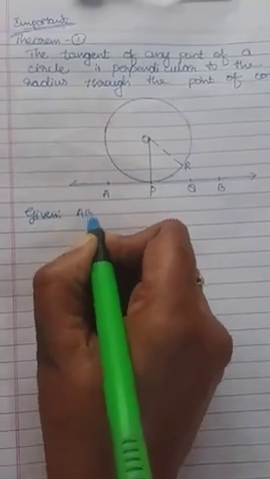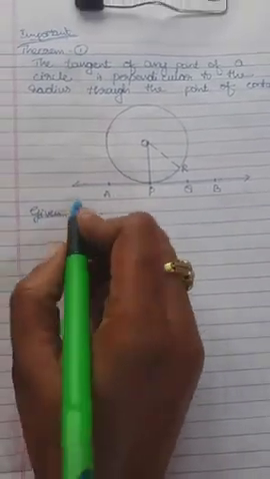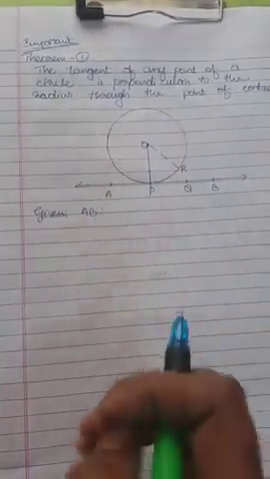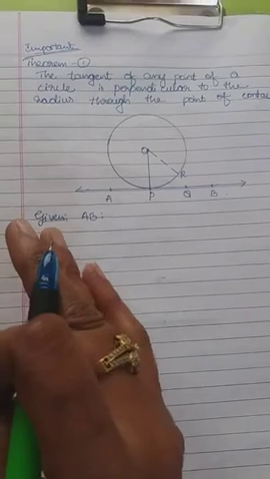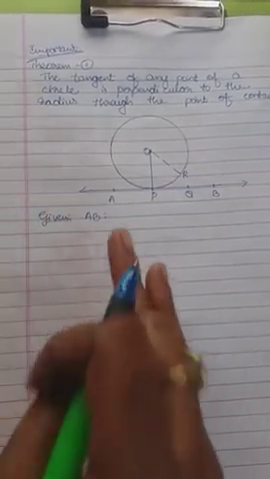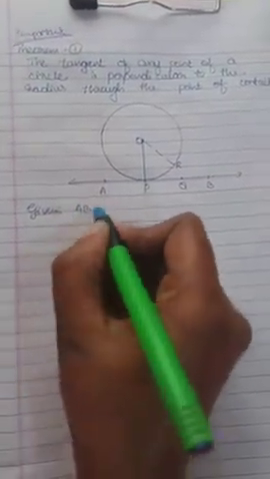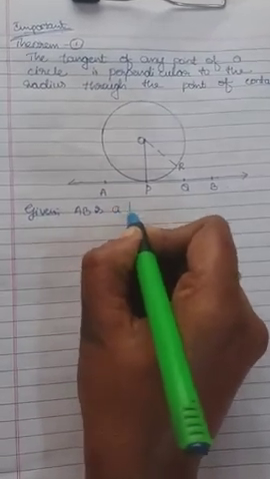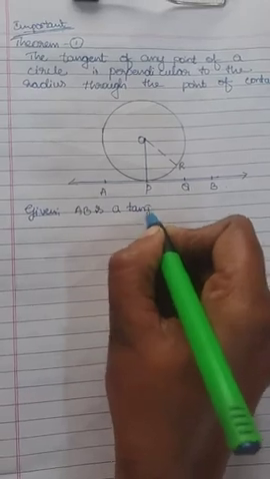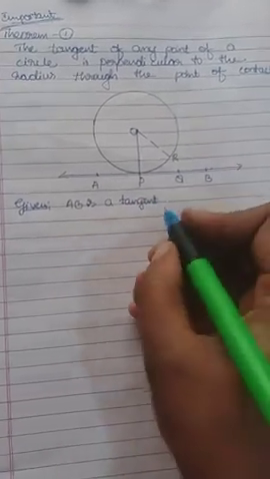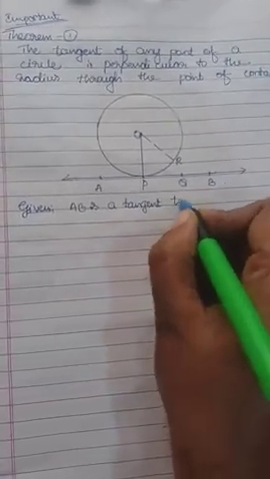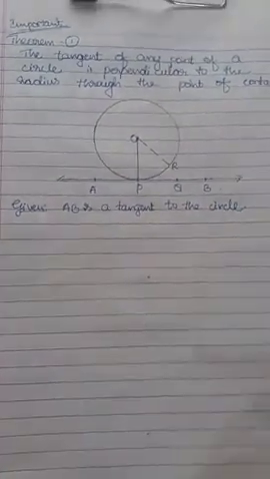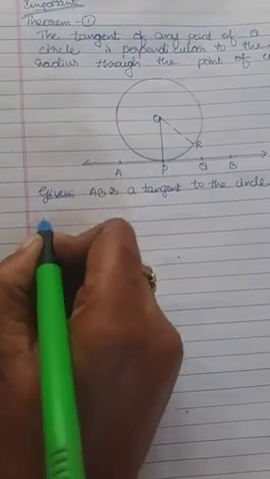Write the given. I told you in any theorem there will be four most important points actually. One is given, next is to prove, third one is construction, and the last one is proof. Okay, so let us write the given. Given is AB is a tangent to the circle.